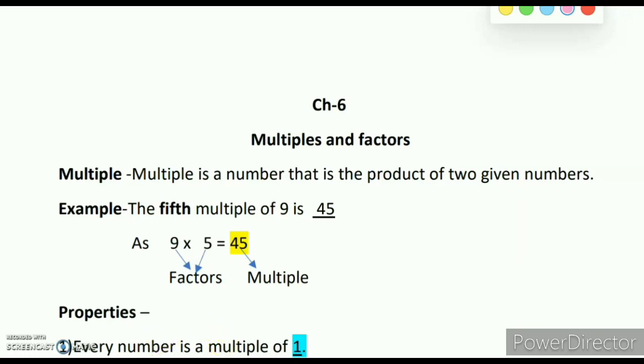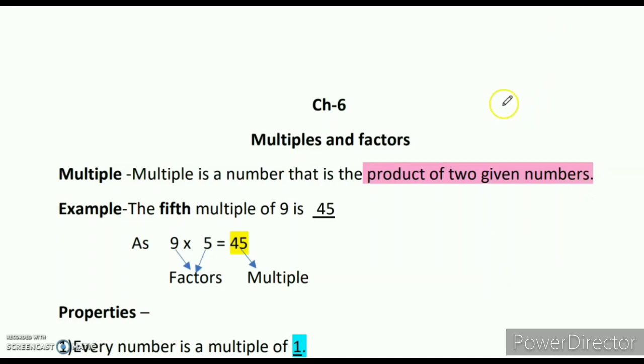Children, today we'll be starting our 6th chapter, that is multiples and factors. So what do multiples mean, children? A multiple is a number that is the product of two numbers. You have to remember, children, a multiple is a product of two numbers.